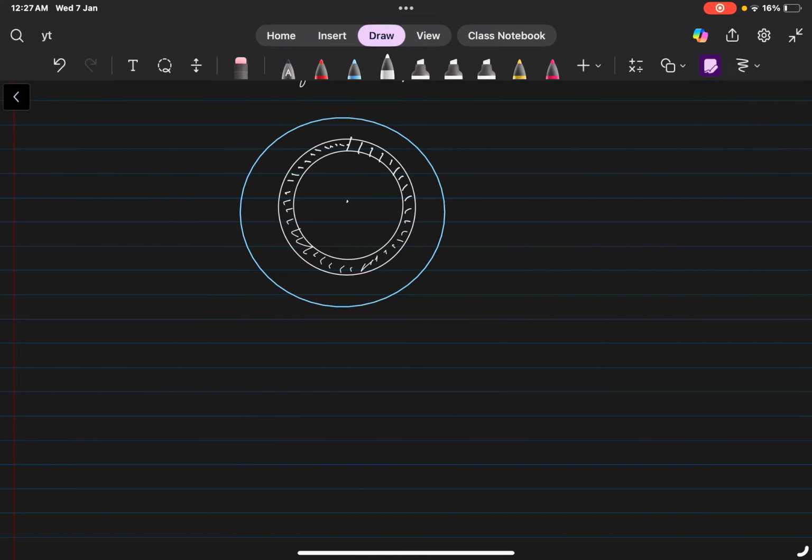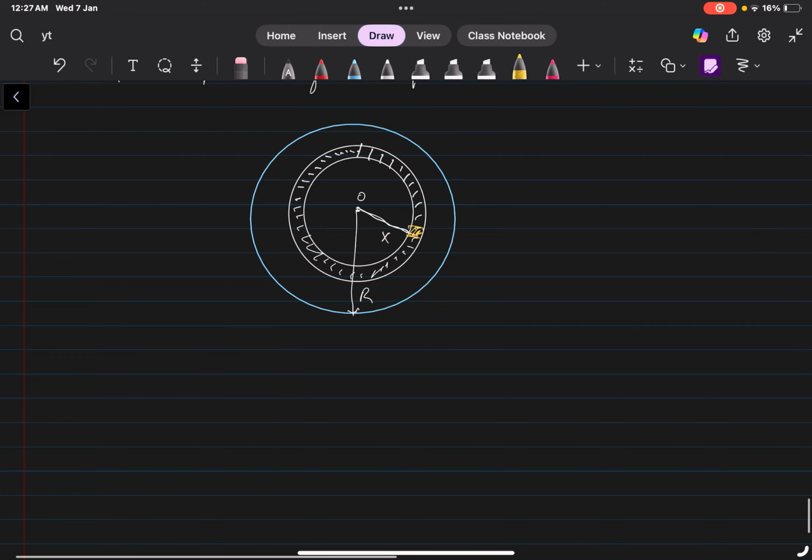This is the point, the O point. From here, this is R, capital R, and at a distance x, the element is dx. This is the element dx, and this is the point where the x line lies. So I is equal to mr square by 2.